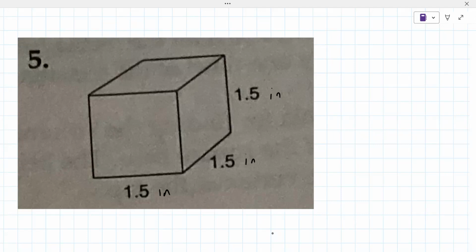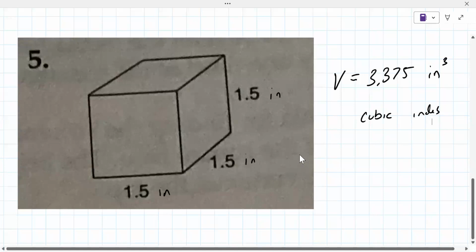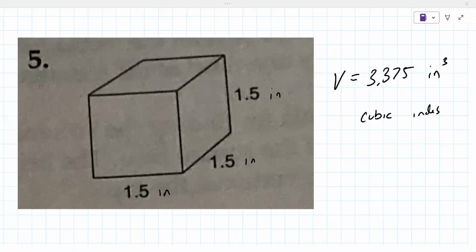What did you come up with for the volume here? 3.375. What about units? Inches squared. Cubed, or cubic inches? It seems like a small thing, but there's a possibility where the answer is different in units. Okay, good.